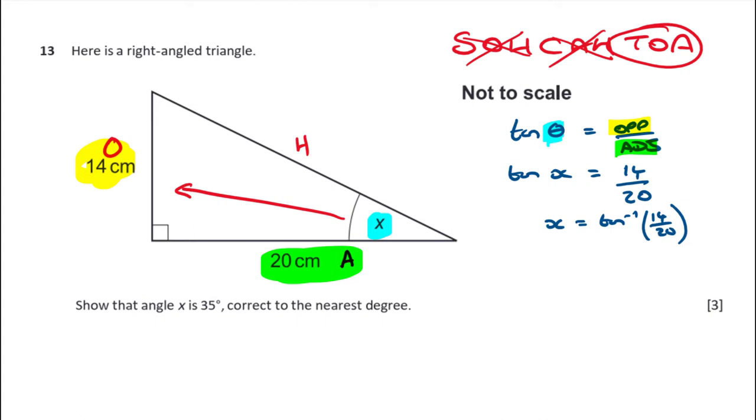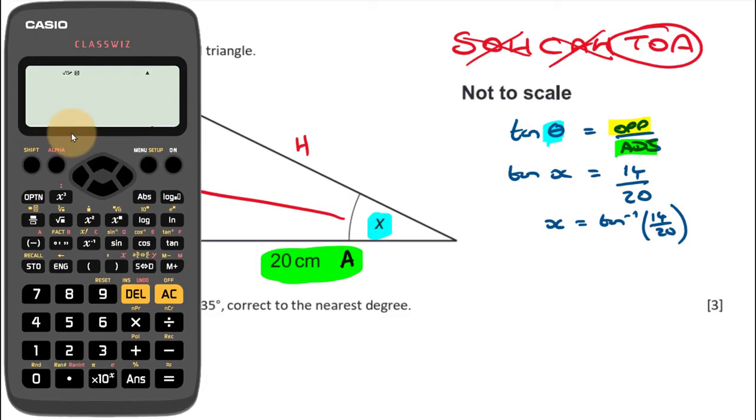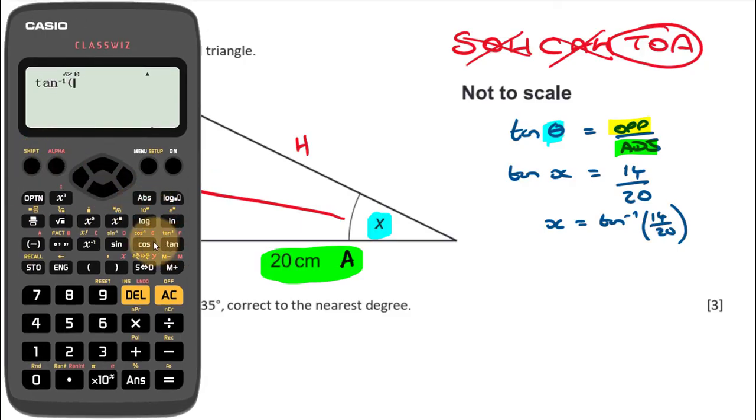So typing that into your calculator. Now, to access tan to the minus 1, or the inverse tangent, you have to press the shift key first and then the tan key, and that gives you tan to the minus 1, or inverse tan. And then you can write the 14 over 20. I just like to use the fraction key, so I can type it in exactly as on the page. Mostly closing the bracket is optional, but I think sometimes it isn't, so it's probably a good idea just to make sure you do.